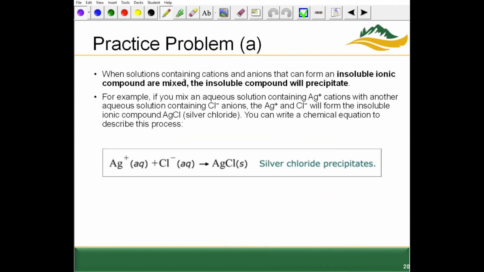So when solutions contain cations and anions that can form an insoluble precipitate, it's when they form an insoluble ionic compound. So this is technically an ionic compound, right? It contains a metal and a nonmetal. This is an insoluble ionic compound.